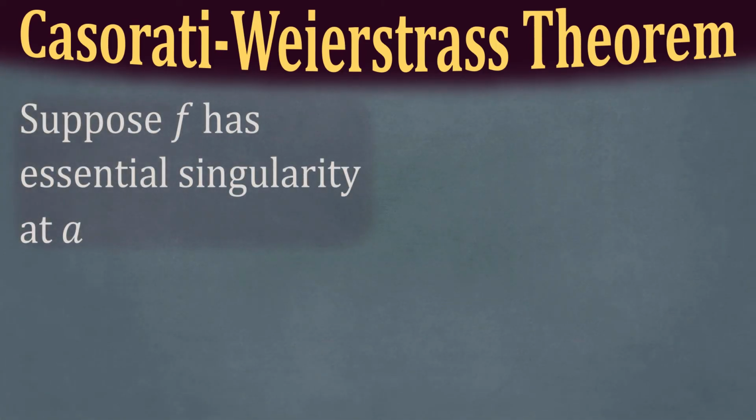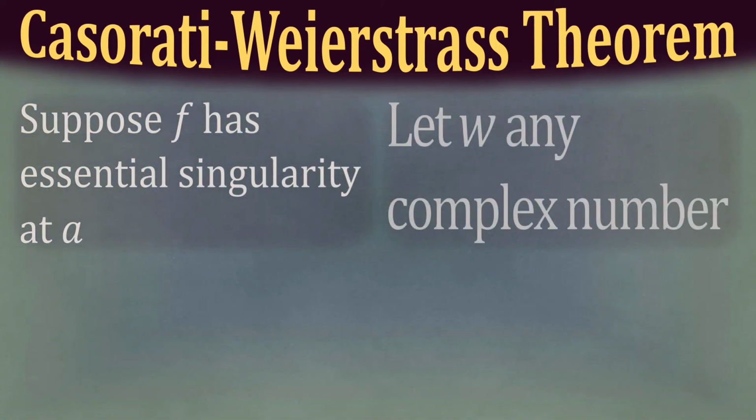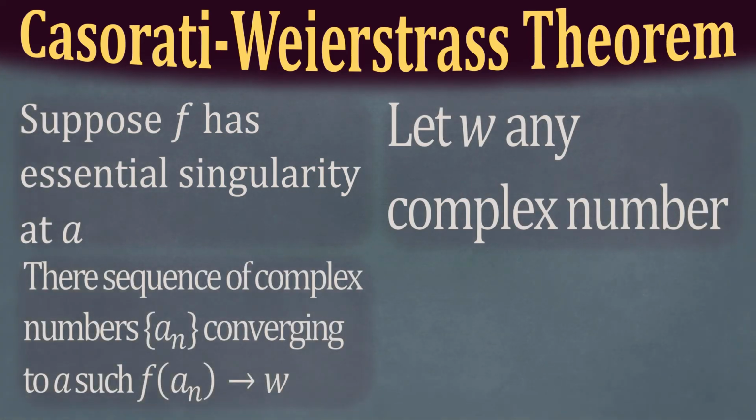Now we can state the Casorati-Weierstrass Theorem. Suppose f has an essential singularity at a. Let w be any complex number. Then there is a sequence of complex numbers a_n converging to a such that f(a_n) converges to w.